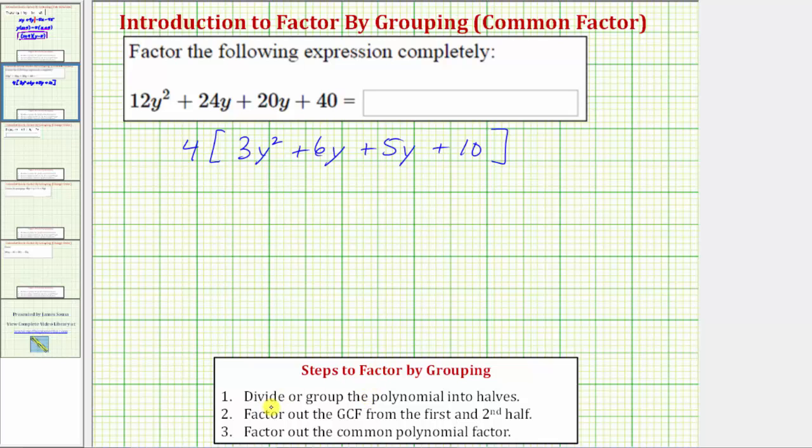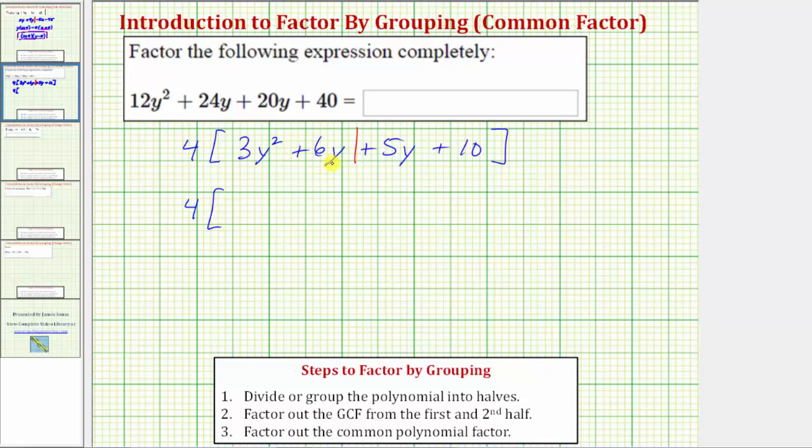So the first step, we divide or group the polynomial into 2 halves. So again, just considering the polynomial inside the brackets, because we have 4 terms, the first half would be the first 2 terms, the second half would be the second 2 terms. Step 2, we factor out the greatest common factor from the first half and the second half. So we don't want to forget about the 4 out here, so we have 4 times the quantity.